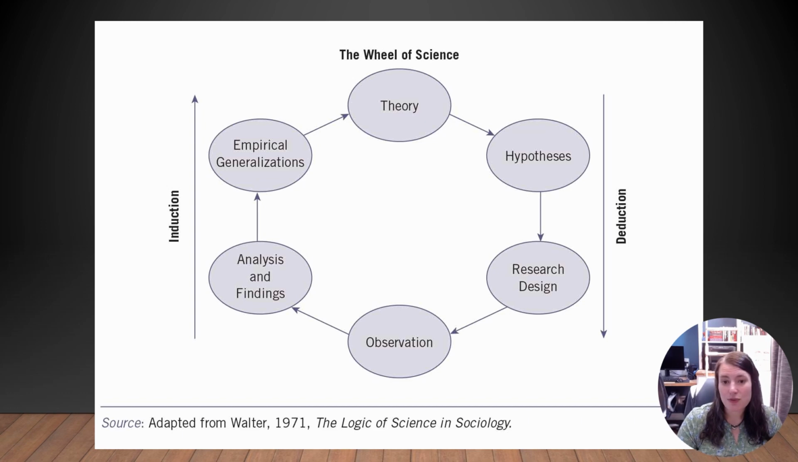In order to test whether or not their hypothesis is true, a scientist will construct a research study, the research design stage, and then they'll collect data, the observation stage. The scientists will then analyze the data and generate findings. These findings will then be used to identify whether or not the hypothesis was correct.